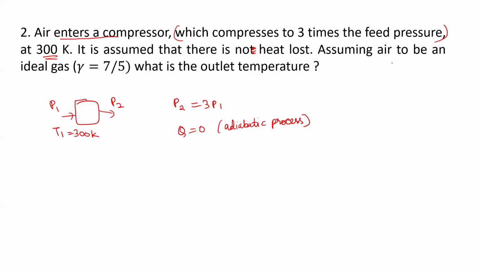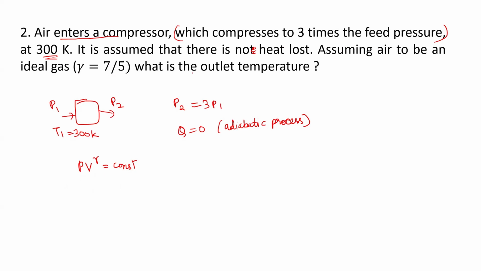Okay, so assuming air to be an ideal gas, gamma is equal to 7/5. What is the outlet temperature? Generally for an adiabatic process, we have PV^gamma equal to a constant. Gamma is already given as 7/5. We have pressure and temperature, so this can be changed in many directions.